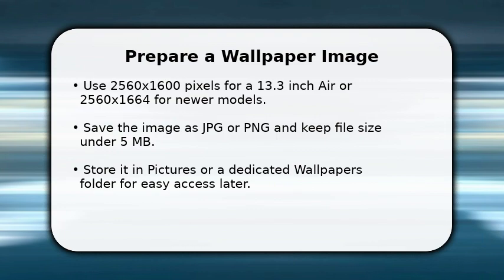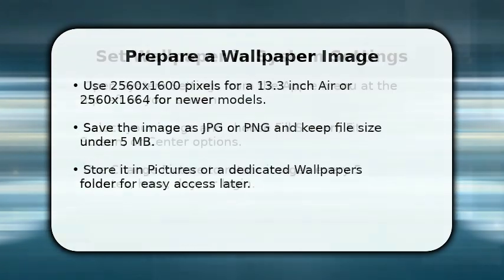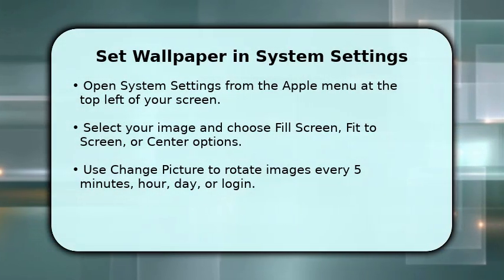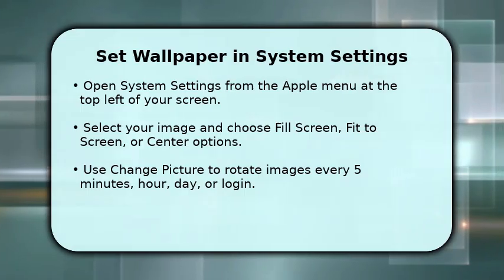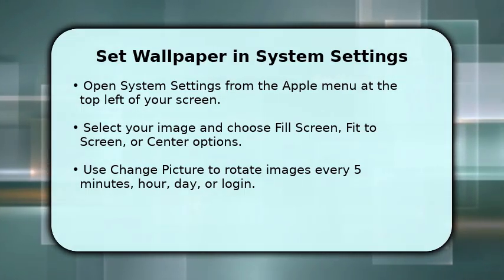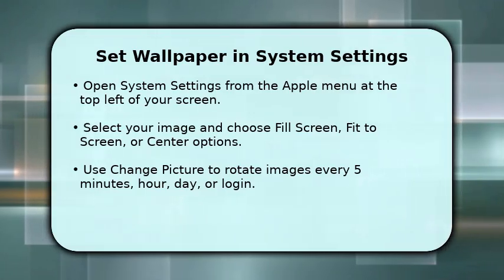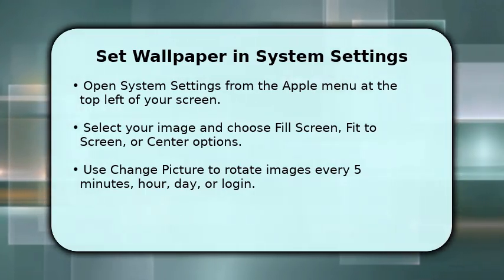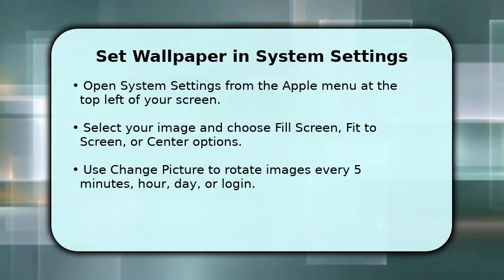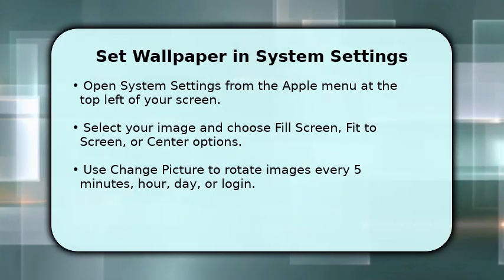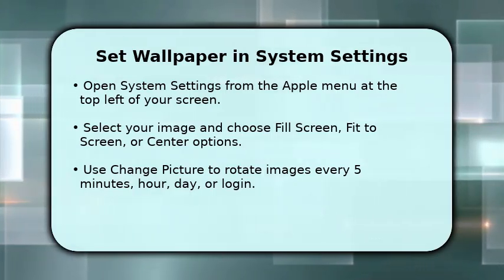Export at 72 ppi for screen use and open System Settings from the Apple menu at the top left of your screen. Click Wallpaper on the left sidebar or use Desktop and Dock in older macOS versions. Click the plus icon and choose Folder to add your wallpapers folder. Select your image and choose Fill Screen, Fit to Screen, or Center options.